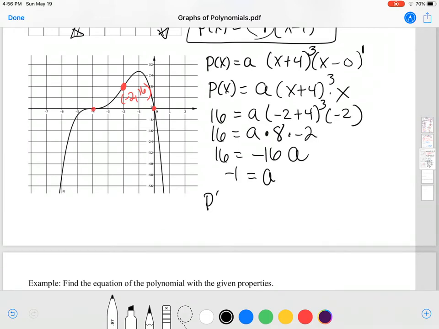So my final answer is going to be p of x is equal to -1. That's my leading coefficient. X plus 4 to the third times x, or if you want to write it as times x minus 0, that's fine too. But this would be your final answer.